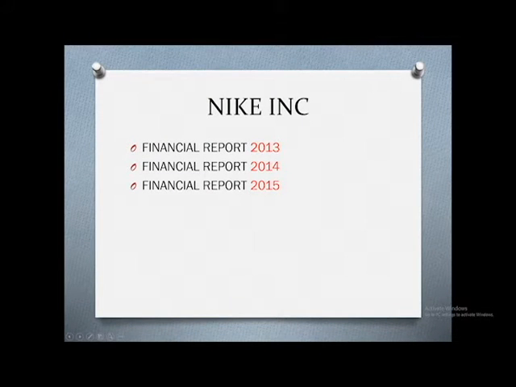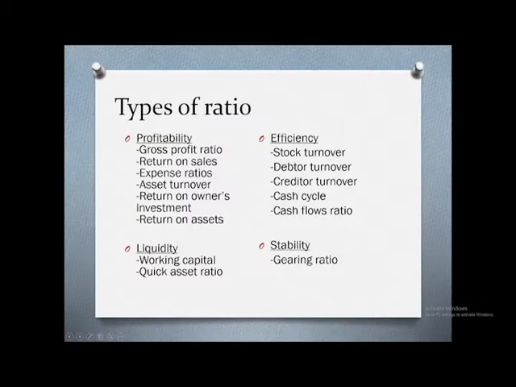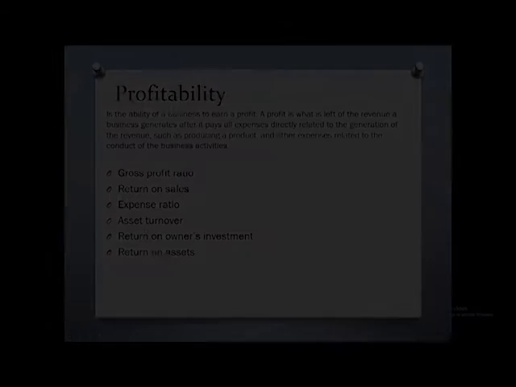Today our team will be discussing and presenting the Nike Incorporated financial report for 2013 to 2015. We will discuss the performance ratios of the company and compare the ratios between 2013 and 2015. Besides, we will provide strategies to enhance the business performance. So stay tuned. There are 4 types of ratio that we will be using in this presentation, which are profitability, efficiency, liquidity and stability.